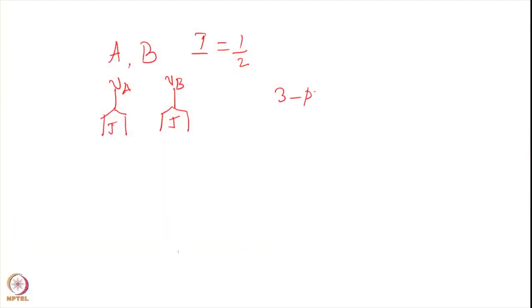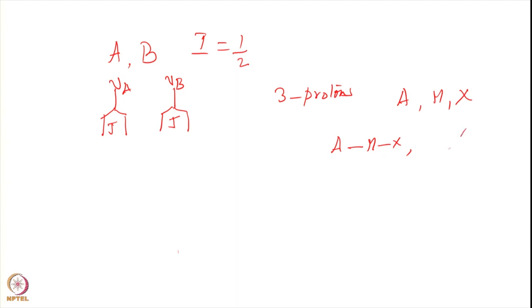Then let us say you have three protons, and I will represent them as A, M, X, some alphabets. Now there can be couplings between these, and depending upon the structure of the molecule, you can have different kinds of combinations of couplings. Suppose I have a linear system like this, A, M, X: A is coupled to M, M is coupled to X as well, but A is not coupled to X, there is no coupling from A to X.